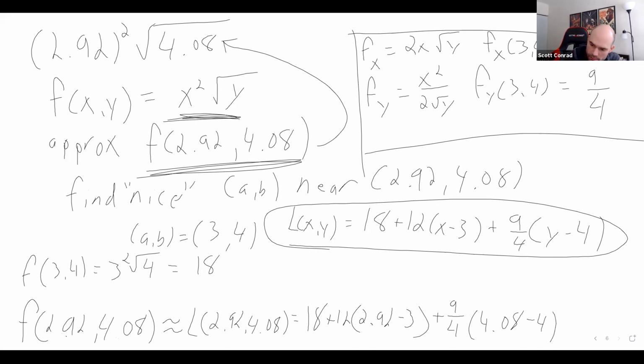So if you like, let's write this 9 over 4 as 2 1/4, 2.25. And so we get 18 plus 12 times negative 0.08, so negative 0.96, plus 2.25 times 0.08, which we can calculate. And what we get is 17.24, which is our approximation of this guy.